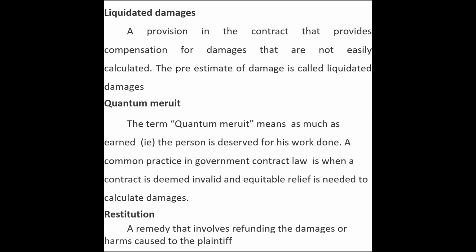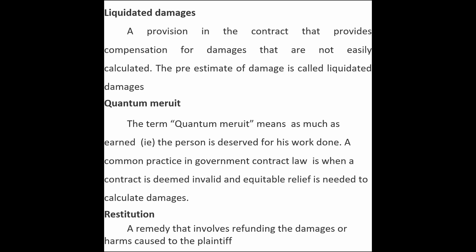The next one, liquidated damage. This is also called pre-estimated damage. Pre-estimated damage means you are providing compensation for damage which is not calculated. Financially, if you cannot calculate how much damage has happened, that is called liquidated damage.